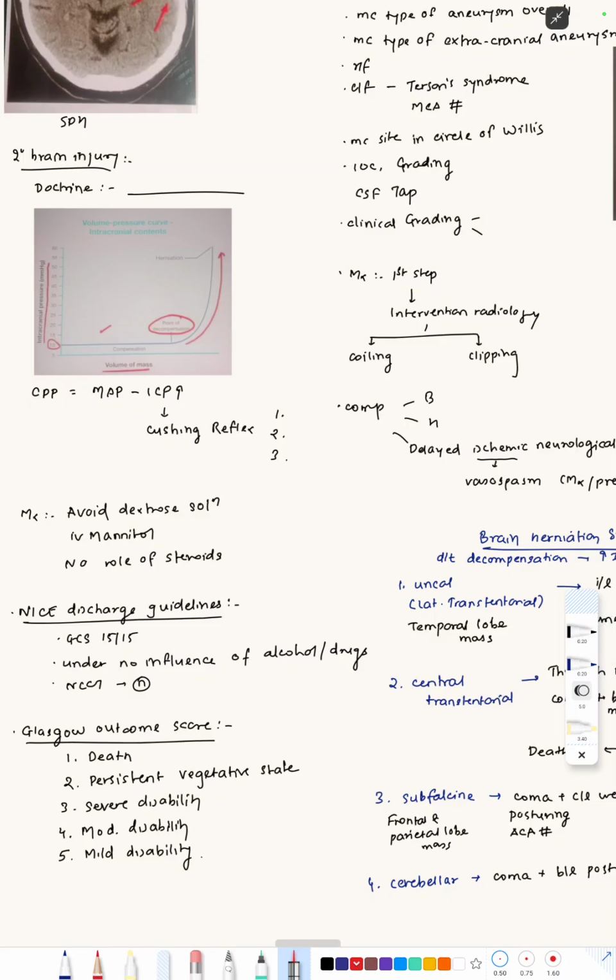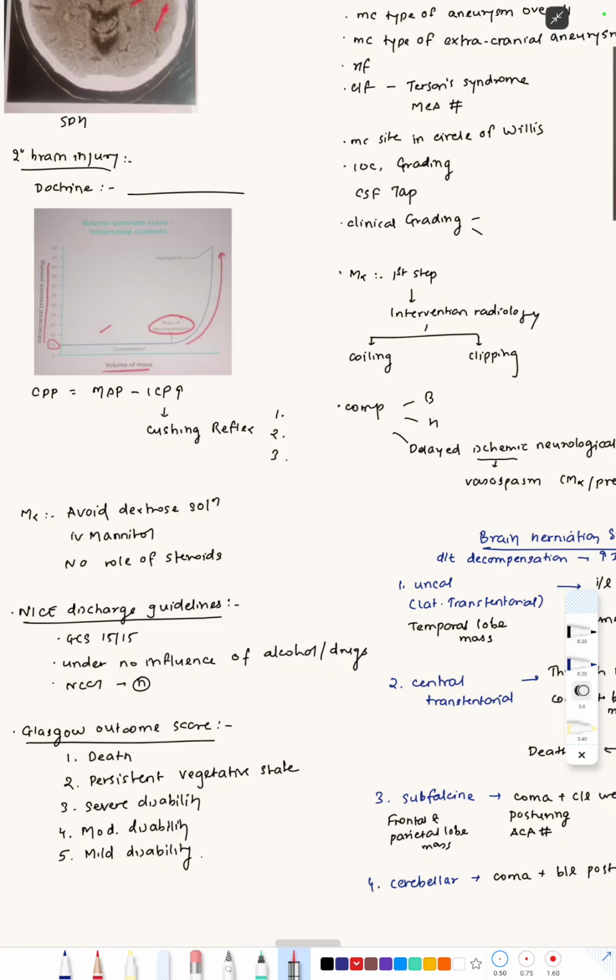The cerebral perfusion pressure normally should be more than 60 mmHg. For that, the mean arterial pressure should be more than 80 to 90 mmHg, and the ICP should be less than 20 mmHg. But if the ICP rises, the Cushing's reflex is activated. So what is there in the Cushing's reflex? It leads to increased blood pressure, decreased heart rate, and altered respiration. In management, you have to avoid dextrose solution, because that can lead to further cerebral edema. IV mannitol is given, and no role of steroids. Steroids are used only and only in vasogenic edema.